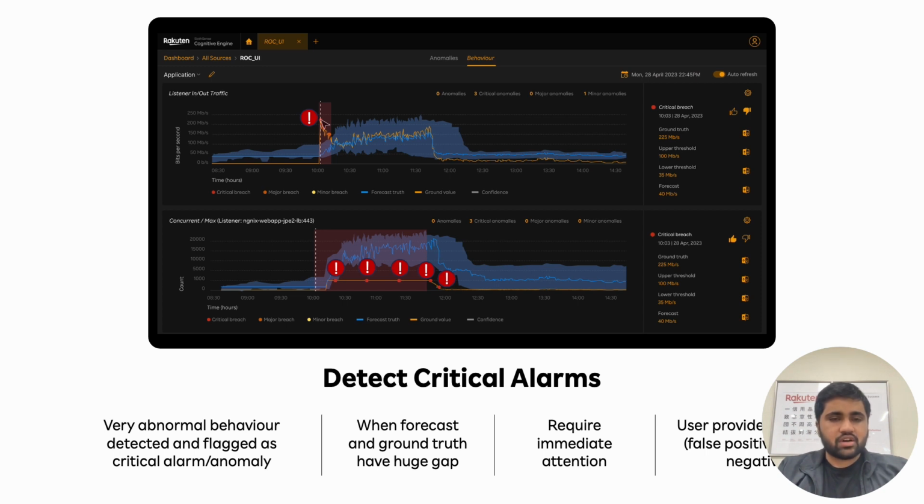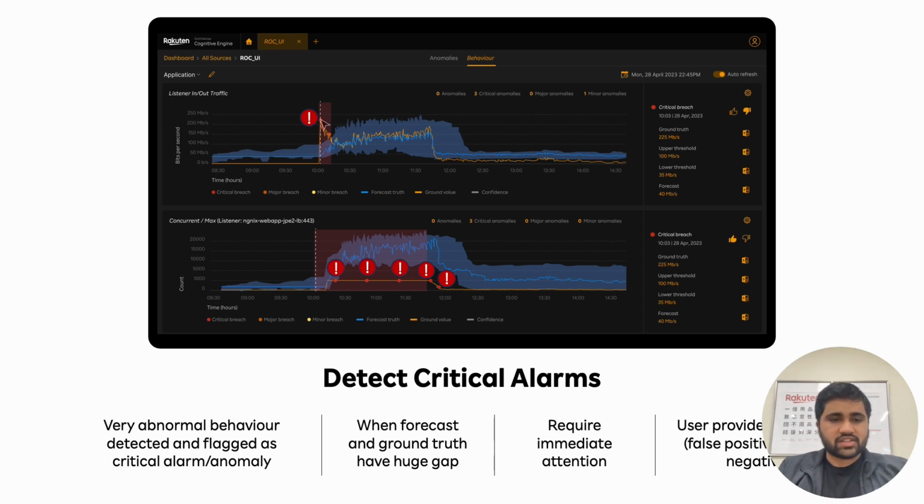The number of listeners on the Nginx web server is actually stuck at a constant 1,000. It's not rising as high as it should, as it's correlated with the listener in out traffic. So that's a critical alarm because you're going to lose a lot of business because of this. You're having users who are trying to connect, but they're not able to because some configuration change was made on the Nginx web server. And because of that, you're going to lose out on a lot of revenue as well. So, very abnormal behavior is detected and flagged as a critical alarm, or what we call an anomaly in this.